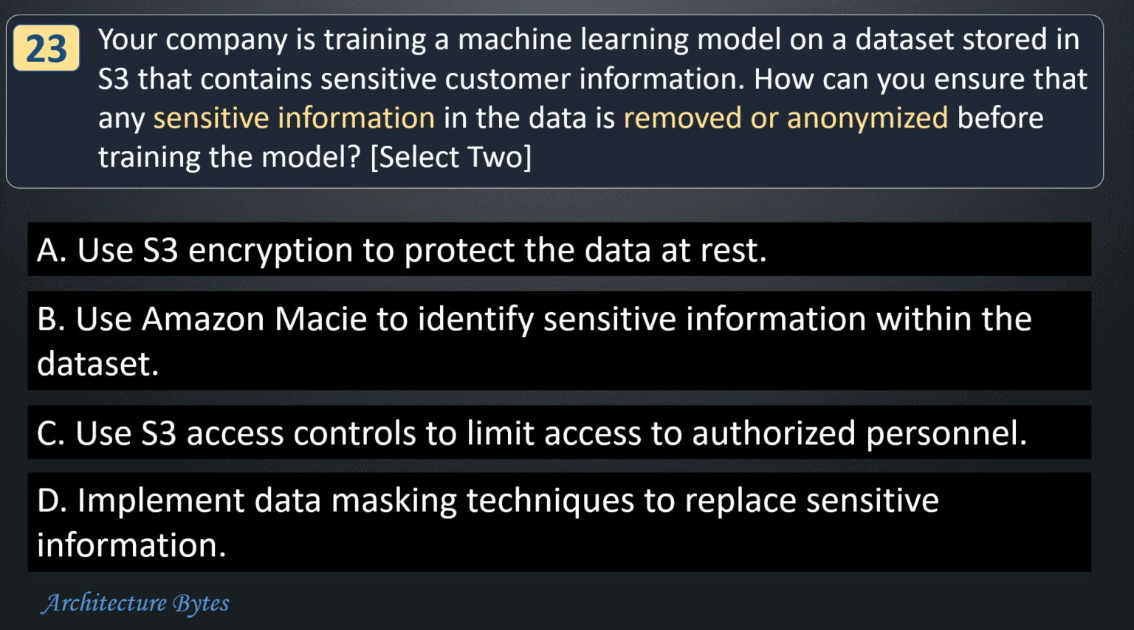Your company is training a machine learning model on a dataset stored in S3 that contains sensitive customer information. How can you ensure that any sensitive information in the data is removed or anonymized before training the model? Option A, use S3 encryption to protect the data at rest. Option B, use Amazon Macie to identify sensitive information within the dataset.